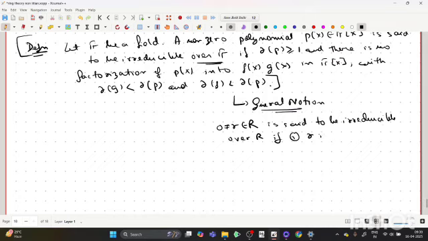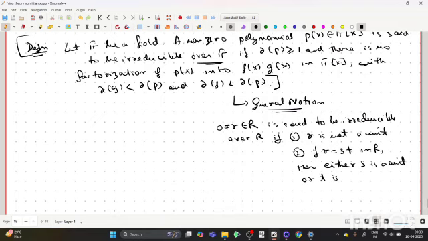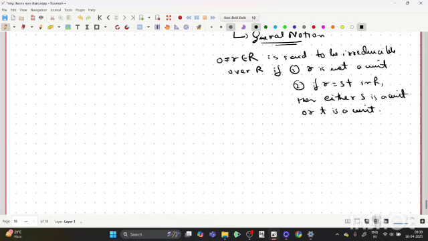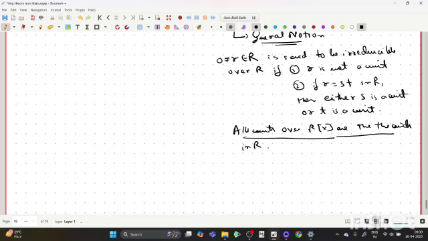if firstly r is not a unit, and number two, if r can be written as s times t in R, then either s is a unit or t is a unit. Okay. Now observe the following. We know that all units over R[x] are the units in R. Right? This is something we know. And this plays a very important role in judging irreducibles.